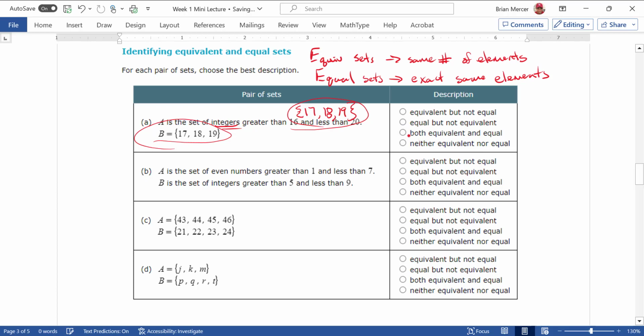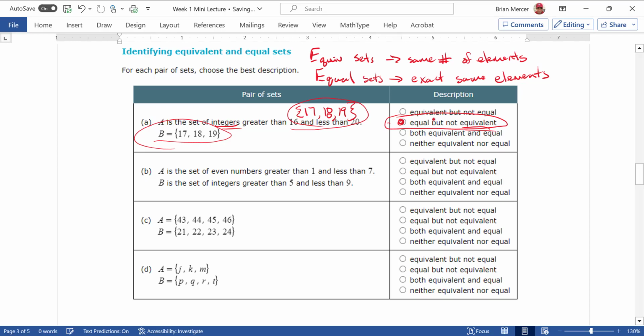So then you look at this. One mistake to make would be to say, oh, they're equal but not equivalent. Well, actually, they're equivalent because equal sets are always going to be equivalent. So it will never, ever, ever be this answer, by the way.